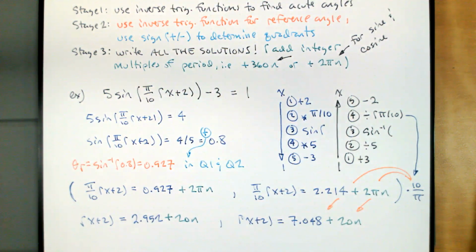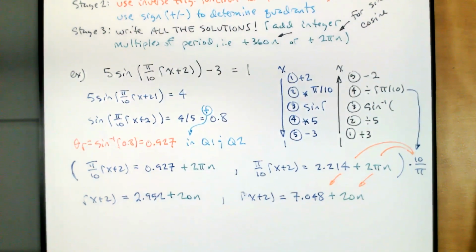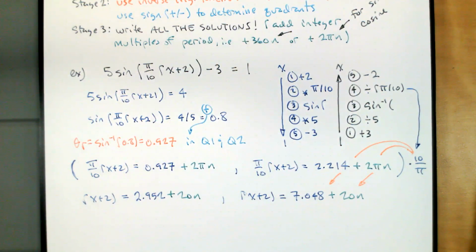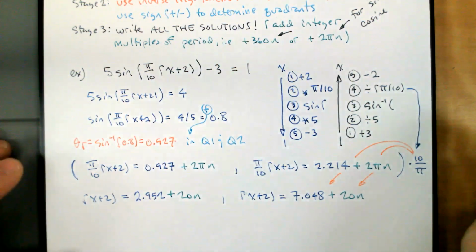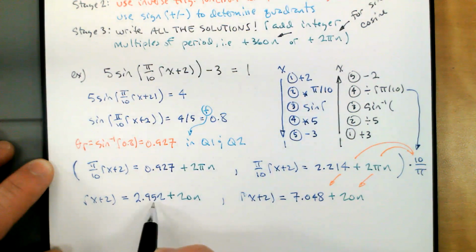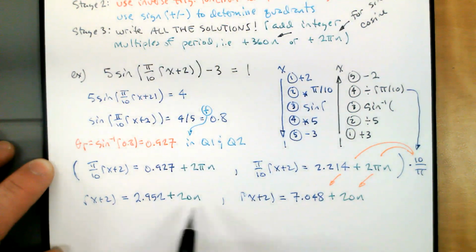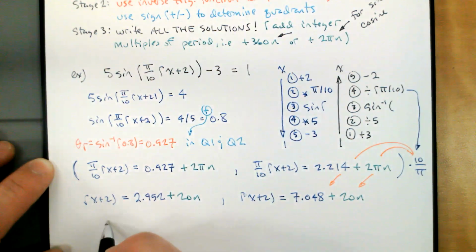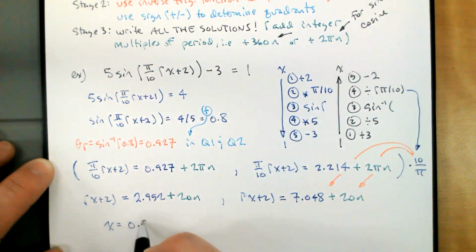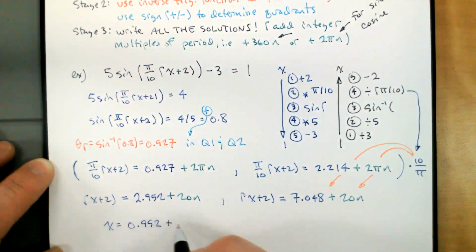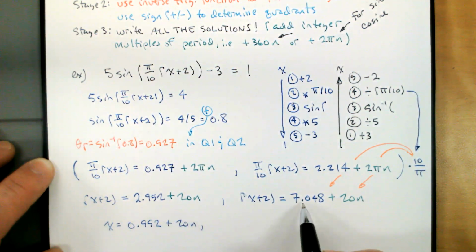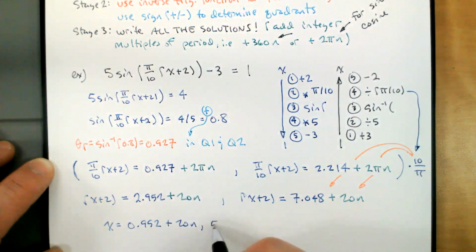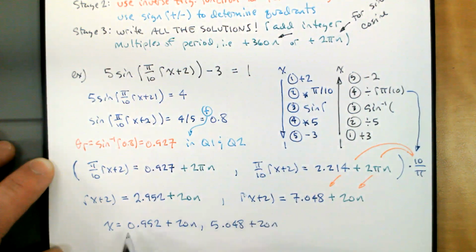And then the last thing, step 5 in my solving of equation is to subtract 2 from both sides. I'm going to subtract it from the like terms. So subtract 2. I'm not going to subtract from 20n. Those aren't the same. This one's a 2. That's a 20n. Those aren't like terms. So x is equal to 0.952 plus 20n. And then I'll subtract 2 from the 7.048. So I'll get 5.048 plus 20n.